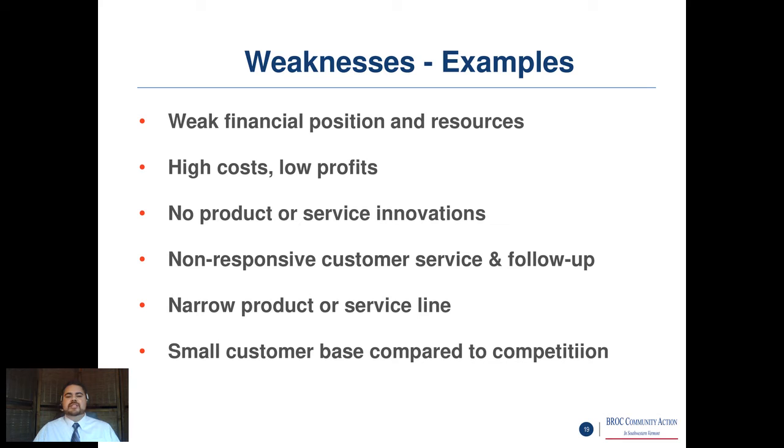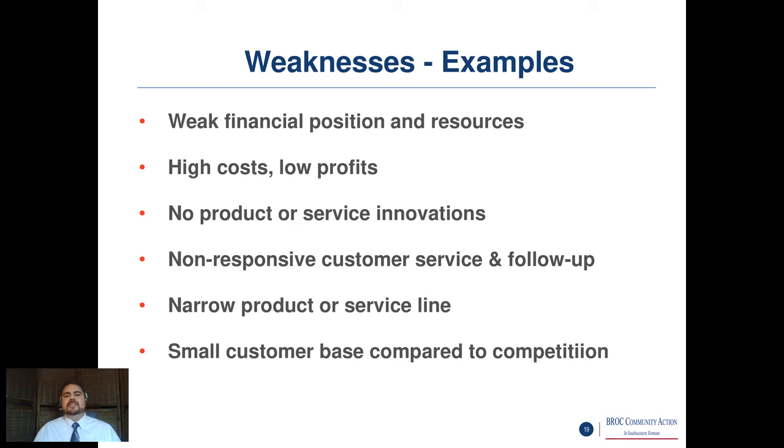Weak financial position or resources. Maybe there's a poor credit history. This could then impact your ability to expand the business because you don't have access to financial capital. High cost, low profit margin businesses. Some of these are very capital intensive, but they don't lead to a wide profit margin. Definitely can be a weakness.